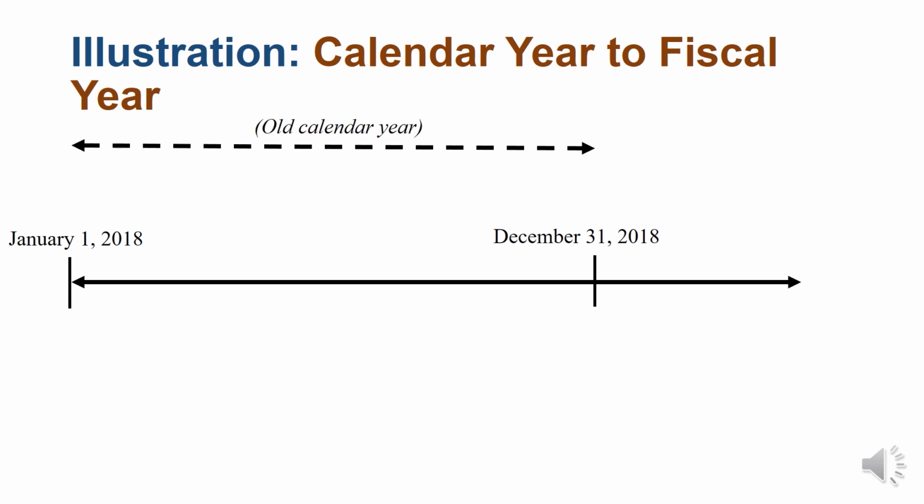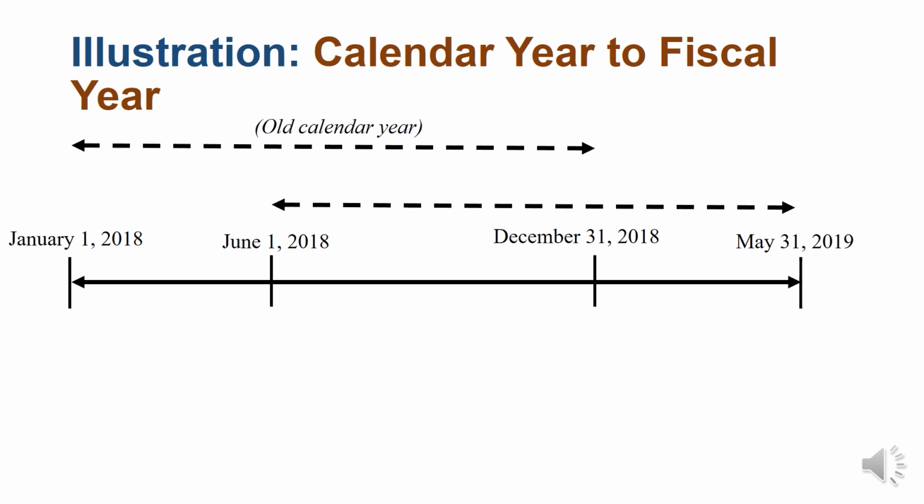So this is one complete calendar year for ABC company. And then this is the old calendar year, okay? However, it decided to change to a fiscal year which begins on June 1, 2018 and will end on May 31, 2019 and years thereafter. Okay, so this is the new fiscal year, okay? The decision was made on May 16, 2018. So how do we account?